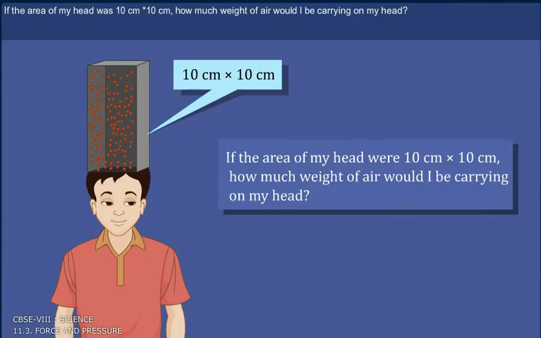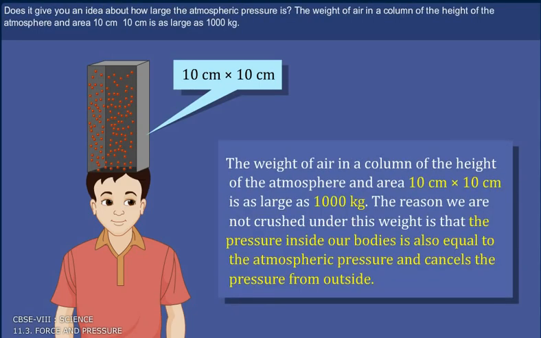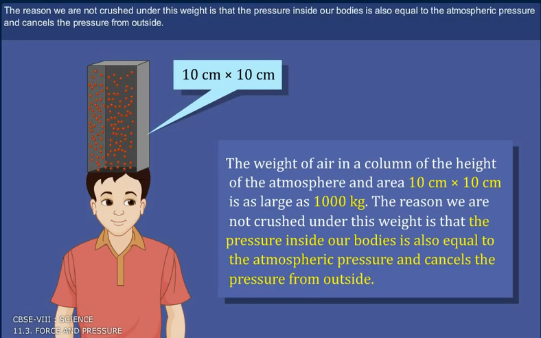If the area of my head were 10 centimeter into 10 centimeter, how much weight of air would I be carrying on my head? Does it give you an idea of how large the atmospheric pressure is? The weight of air in the column of the height of the atmosphere and the area 10 by 10 centimeter is as large as 1000 kilogram. The reason we are not crushed under this weight is that the pressure inside our bodies is also equal to the atmospheric pressure and cancels the pressure from the outside.